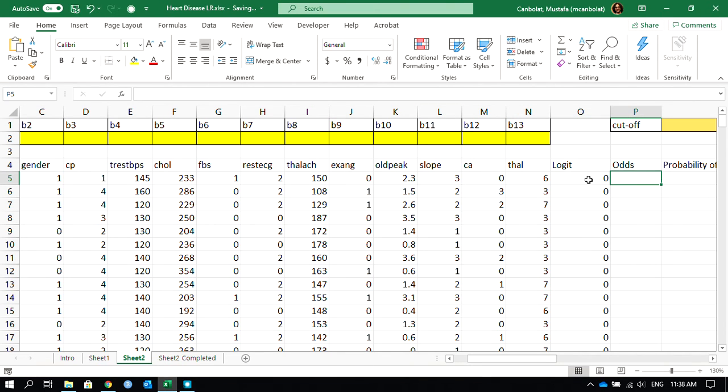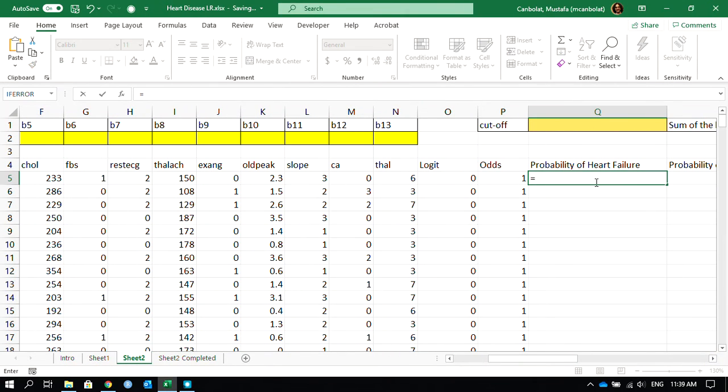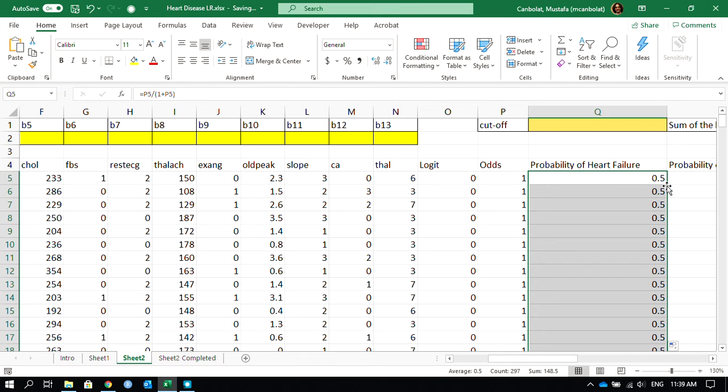And then from the logit we could find odds by just using e to the logit is odds. Now if odds are 1, that means the probability is half, correct? So the probability is odds over 1 plus odds. Okay, so that's the probability of heart failure for this individual.